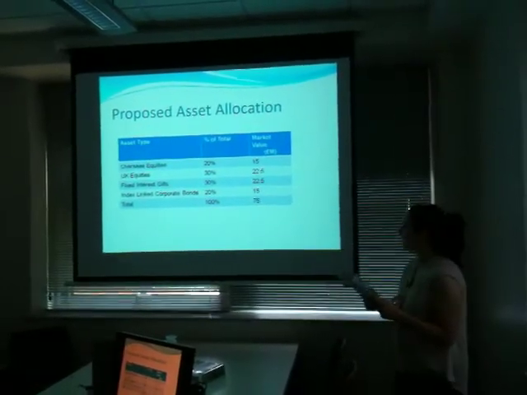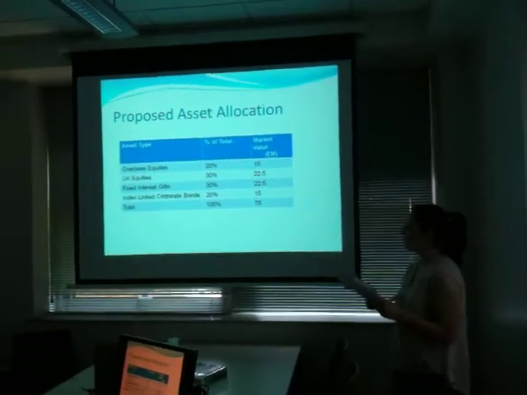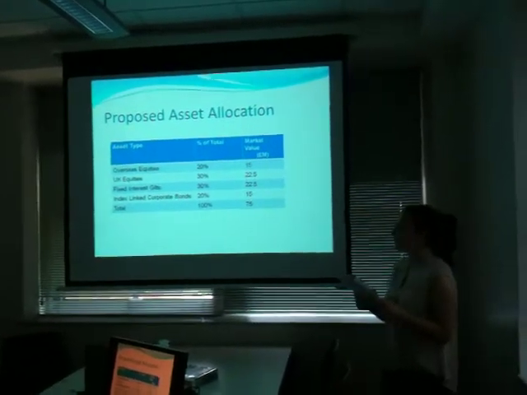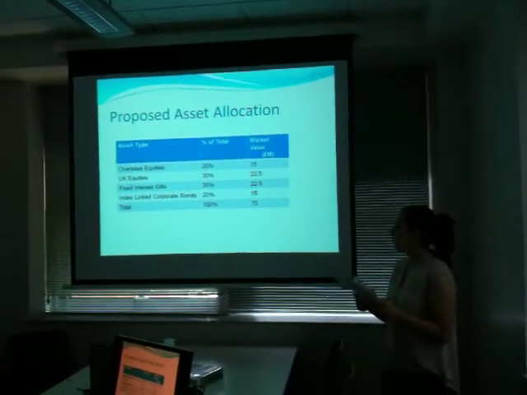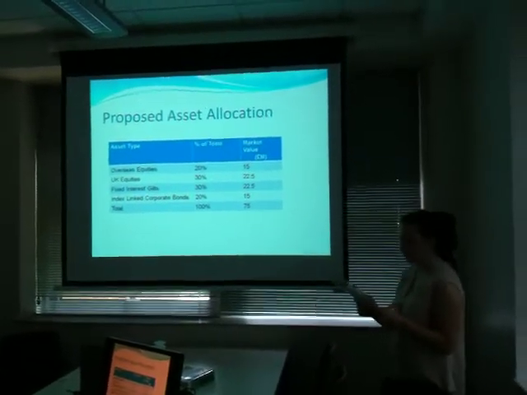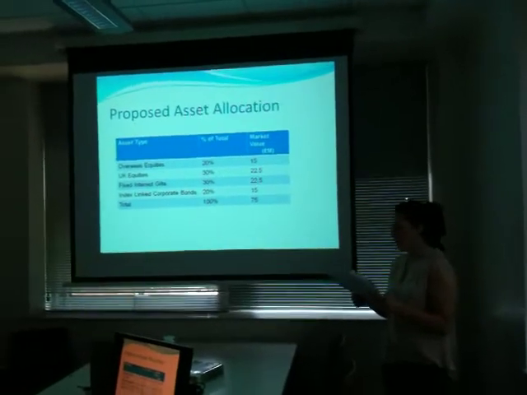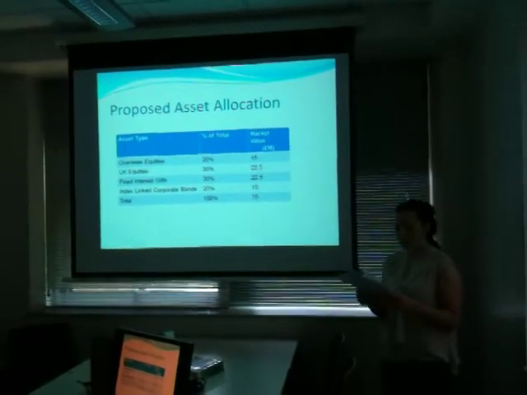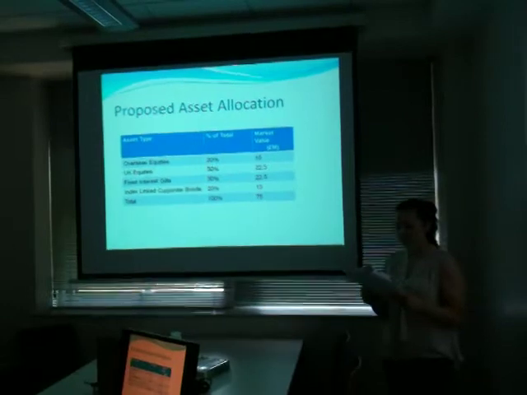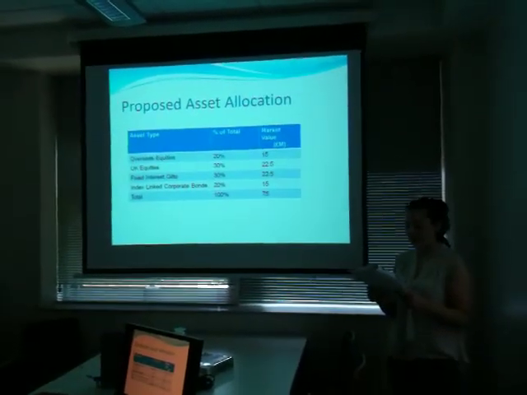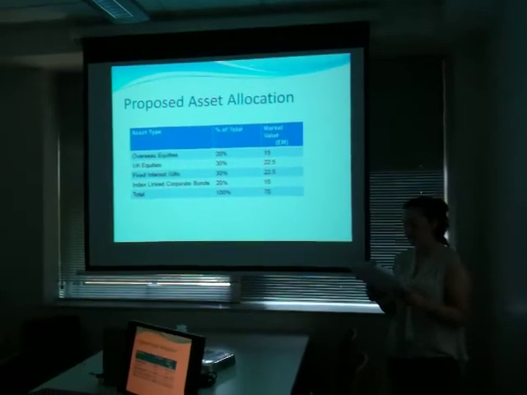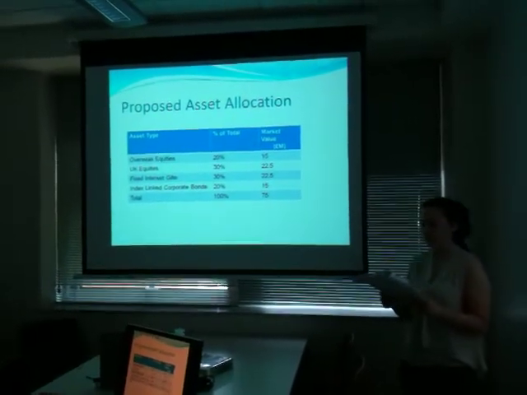We recommend that 15 million should be invested in overseas equities, 22.5 million invested in UK equities, 22.5 in fixed interest gilts, and 15 in index-linked corporate bonds. This totals to the original 75 million. By adopting this allocation split, we believe that the scheme will stabilise its funding levels over time and will have more consistent returns to be able to realistically meet provisions for benefits to meet now and in the future.